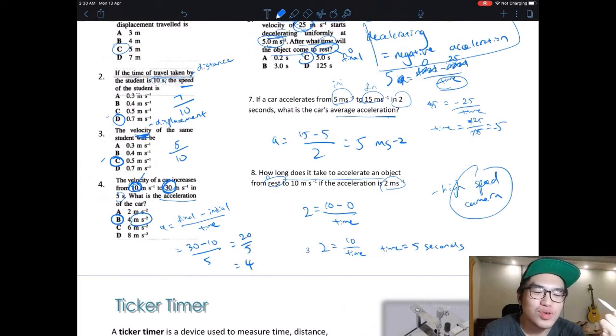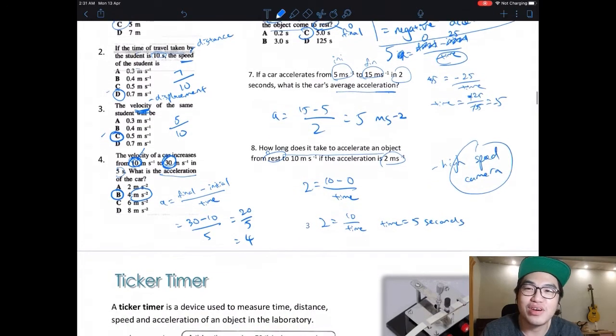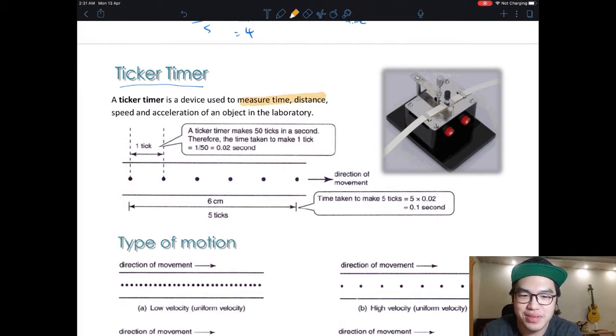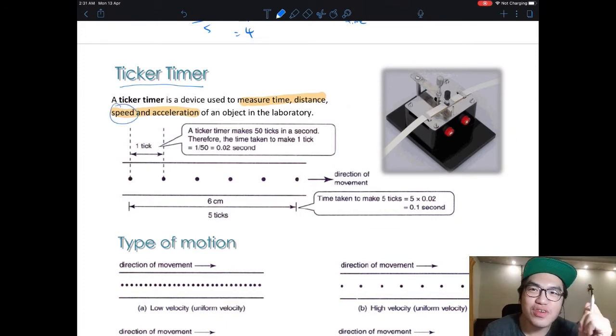So in our school setting, we don't have this fancy stuff. We use the primitive stuff, the lousy stuff, the old-school stuff. We use something called a ticker timer. This is how you measure. Oh, sorry, it's already mentioned here. Use this to measure time and distance. The main thing is speed. You can use this to measure speed. It's a very, very good thing to use.